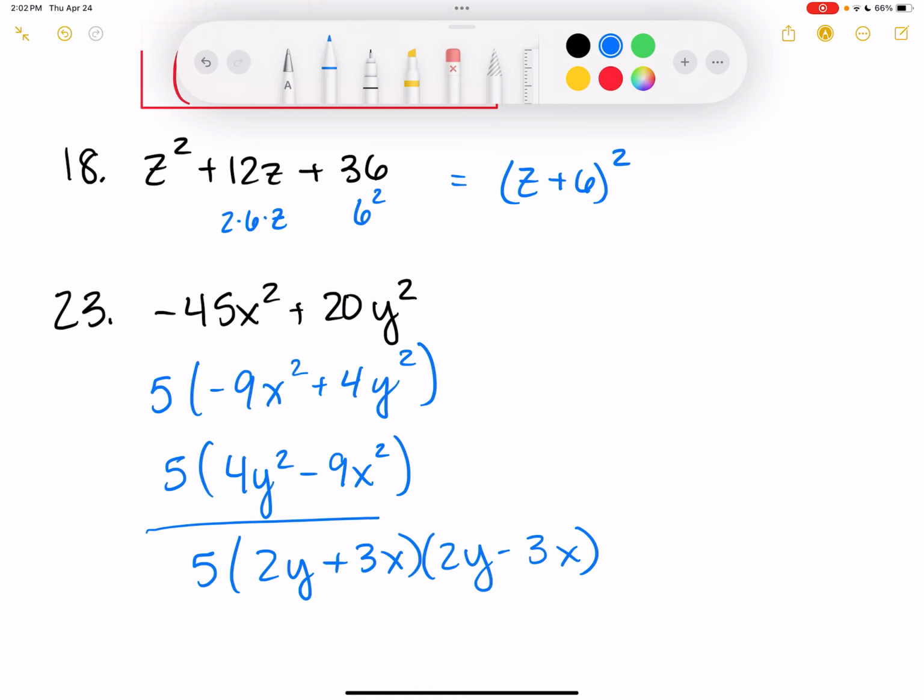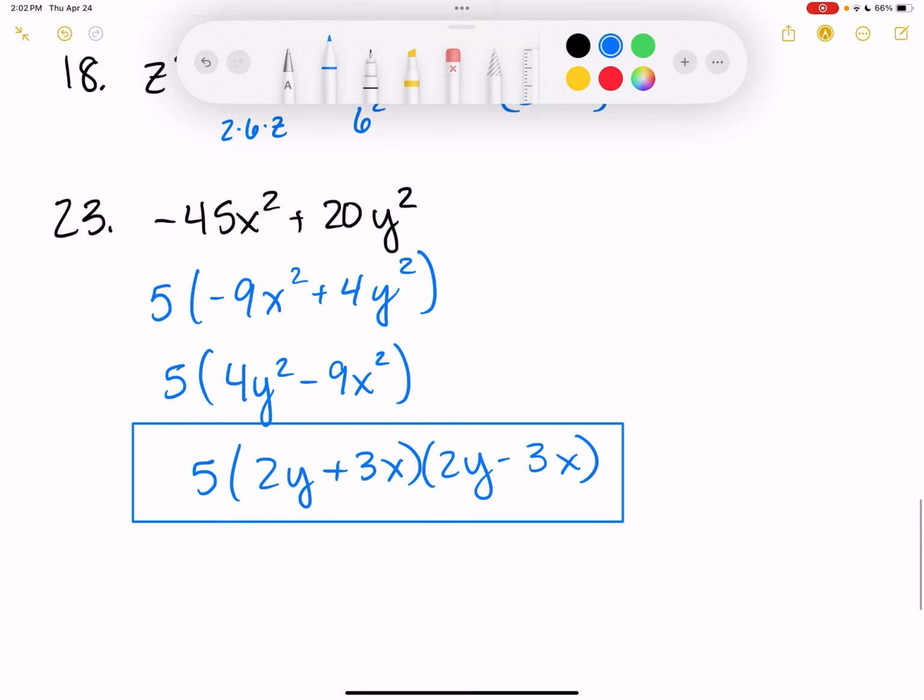Now, I'm going to tell you one thing about this problem, because if you go back and look in the book, you're going to be like, that's not the answer that's in the book. Now, I'm going to show you something. This problem was a multiple choice question, okay? And their answer was negative 5 times 3x plus 2y times 3x minus 2y. Can you tell what they did?